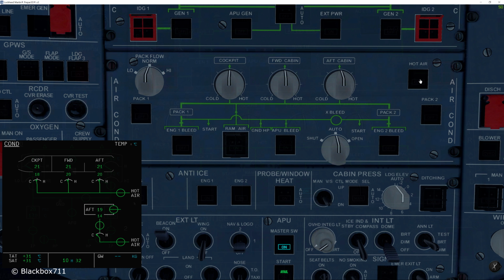Now the FSLabs A320-X has a push button called Hot Air. Now this push button, if switched to off, closes the hot air trim valve or hot air regulator valve. And the hot air regulator valve regulates the pressure of hot air, which is tapped upstream of the packs. And this is used in order to optimize the temperature regulation in the cabin. Now usually you would not touch that button, it would always be on in order to optimize the air conditioning.